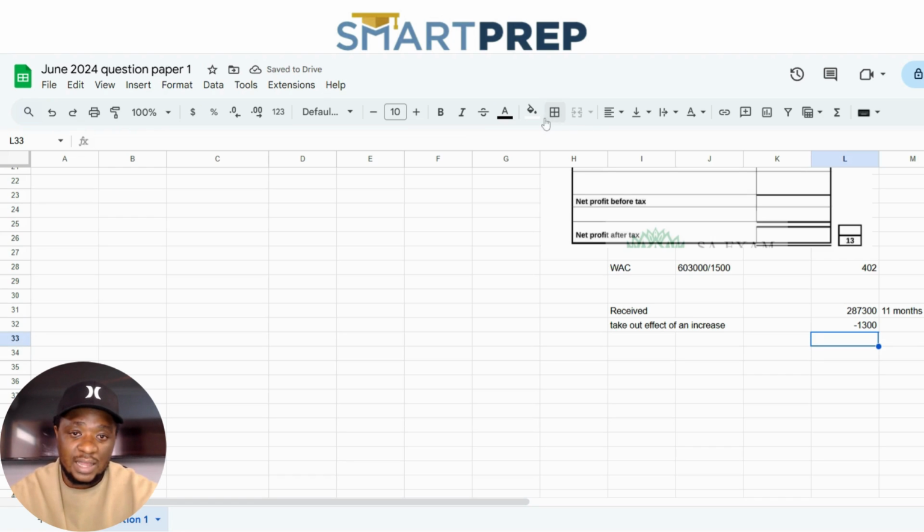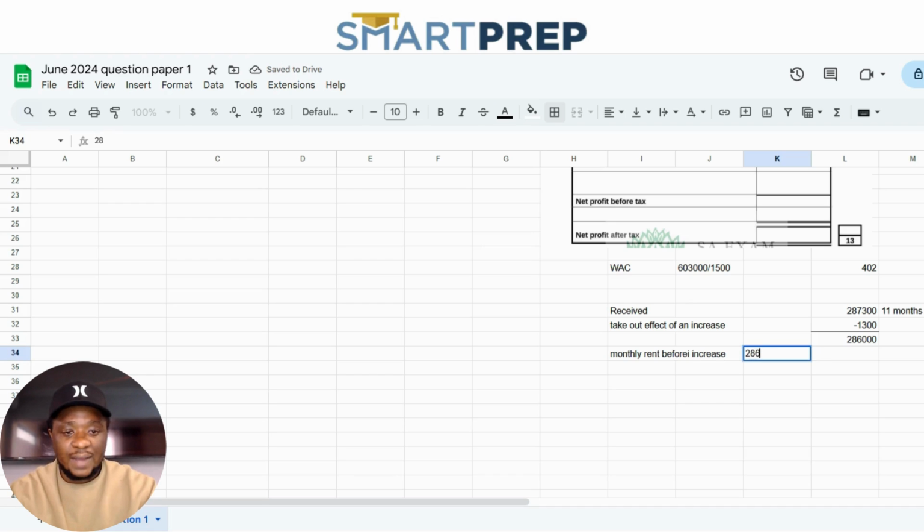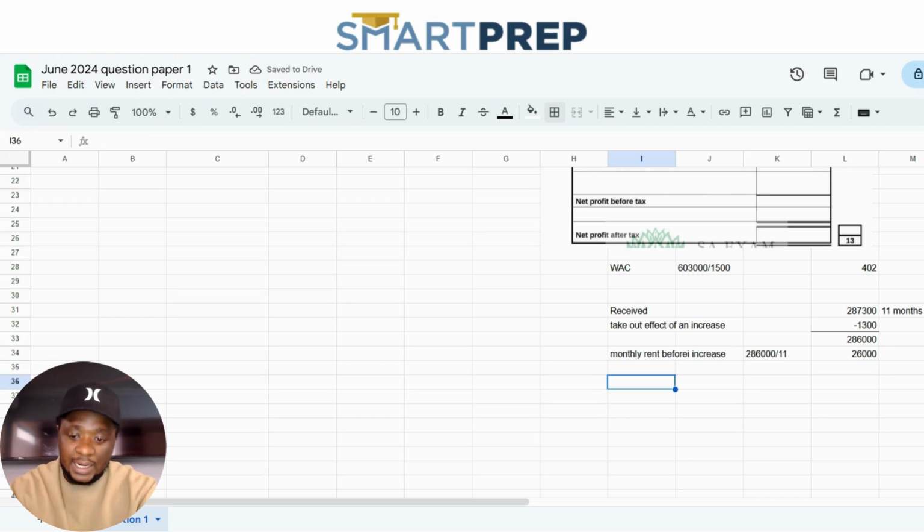And so that means that if there was no increase in the rental, we would have received 286,000 for 11 months. So then what is the monthly rent before the increase? The monthly rent before the increase would have been the 286,000 divided by 11 months, because we only received the rent for 11 months. So that's 26,000.